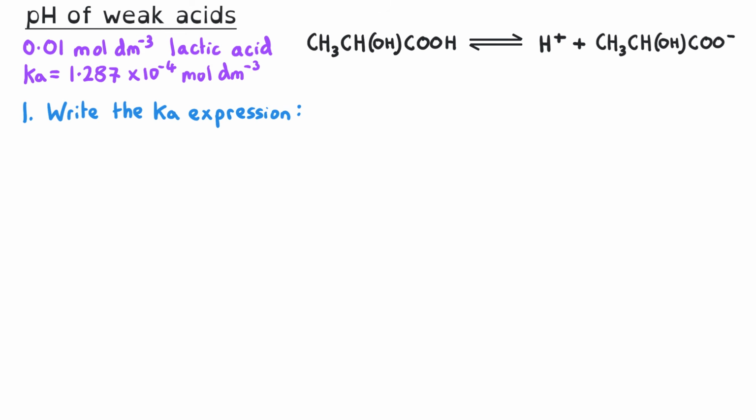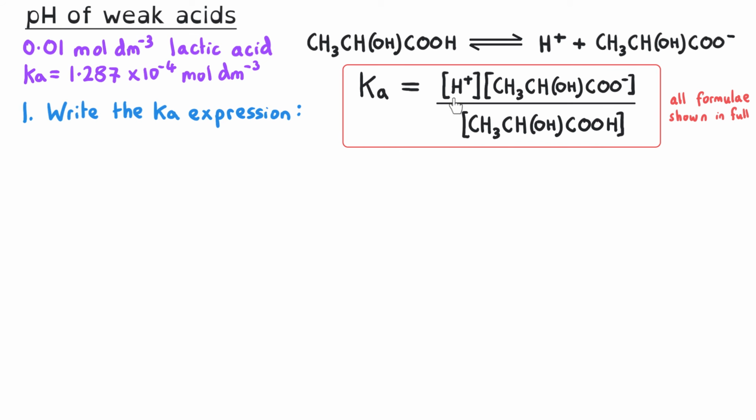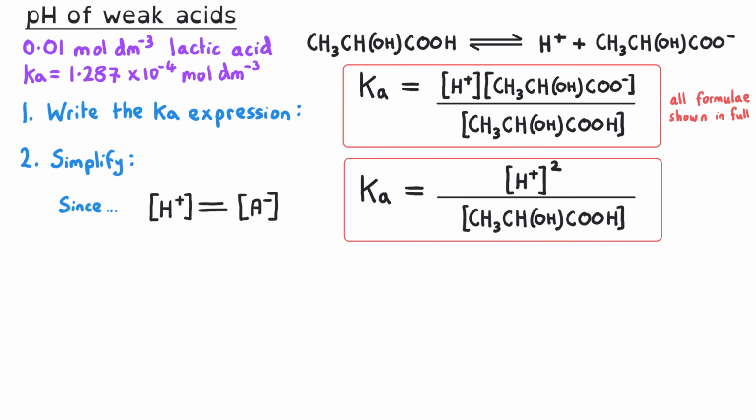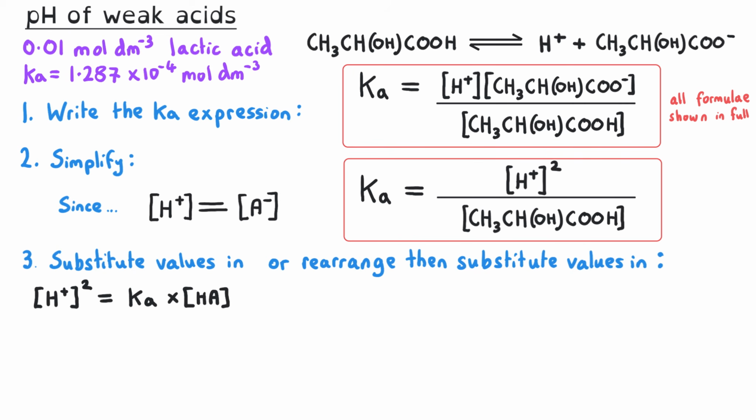The first thing I need to do is write the Ka expression, which is what I'm showing here. We have the hydrogen ion concentration and the conjugate base concentration on the top and the lactic acid concentration on the bottom. And then we simplify this expression because H plus concentration is equal to the conjugate base concentration. So that gets me Ka equals hydrogen ion concentration squared divided by the lactic acid concentration. And then we're going to rearrange this.